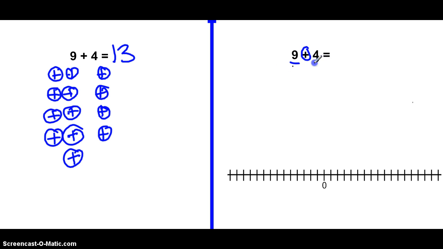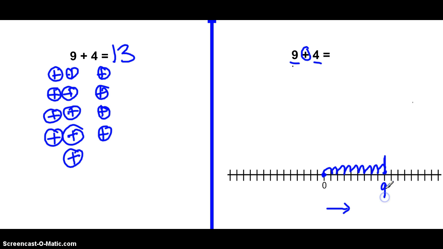Now when we do the same problem on a number line, just remember we are adding. Here are the two numbers we're adding. By the way, we always start on 0. The first number is positive 9, so I'm going to look in this direction. We have to go to 9. So we're going to go 1, 2, 3, 4, 5, 6, 7, 8, 9, and we're going to stop here.